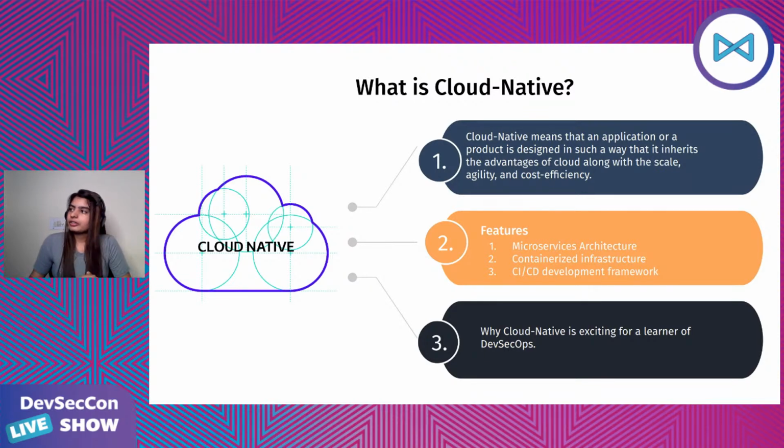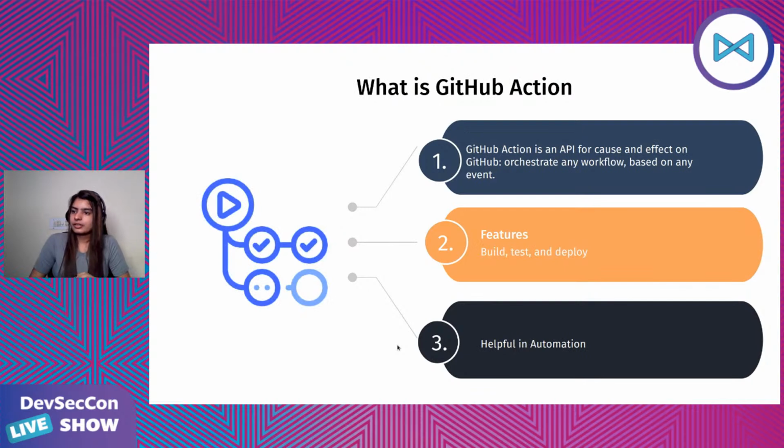After knowing what is cloud native, let's move towards what is GitHub Actions, because I will be deploying the pipeline further with the help of GitHub Actions only. So what is GitHub Actions? It is an API for cause and effects on GitHub. It orchestrates any workflow based on any event, while GitHub manages the execution and provides rich feedback and secures every step along the way.